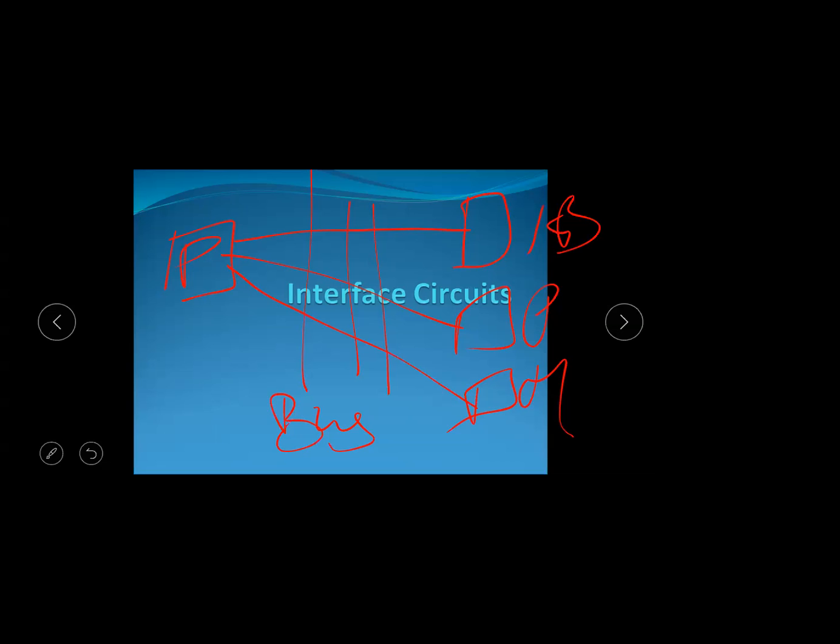To connect an IO device to the processor, we have to use interface circuits. In between the bus and the IO device, we have to place one interface circuit. For each and every device, there will be one interface. This interface connects the IO device to the processor or bus lines. The interface connects the IO device to the bus lines.